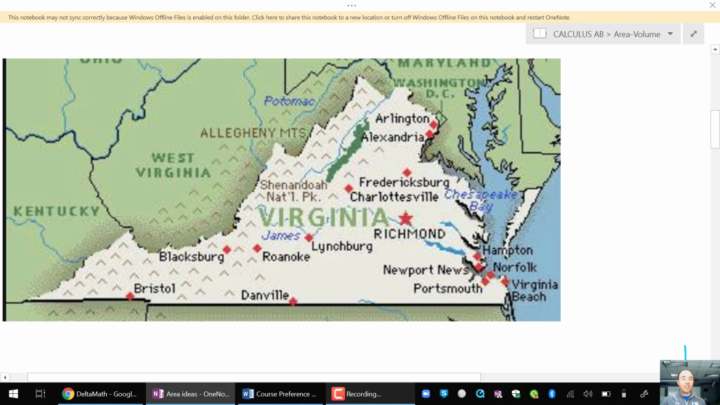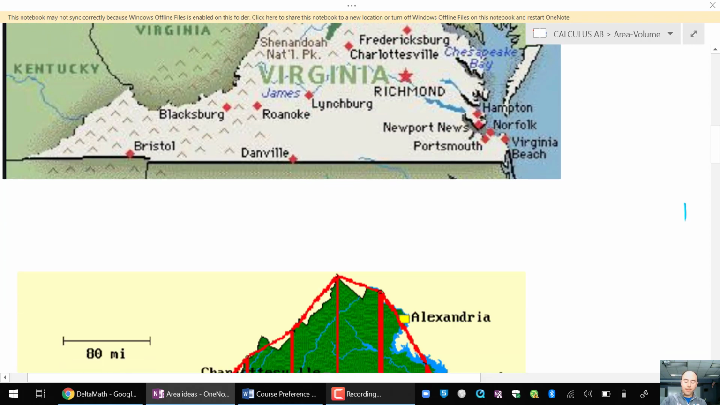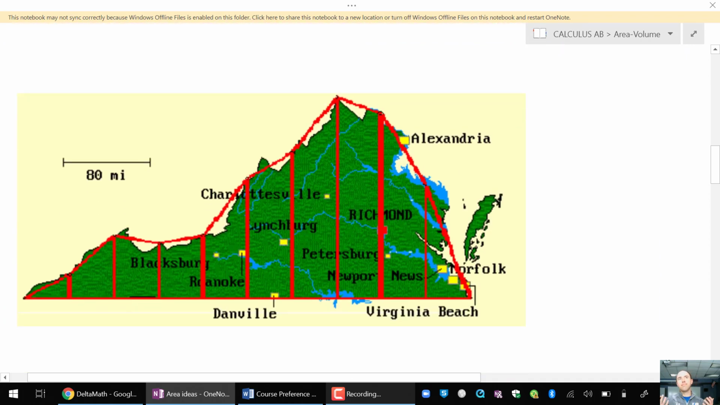So what does this all have to do with calculus? Well, what if we were to build rectangles or trapezoids across the state of Virginia to try to break up the region into smaller pieces, smaller sections? And then we could just add up the areas of the rectangles or the trapezoids to get an approximate value of the area of the state.